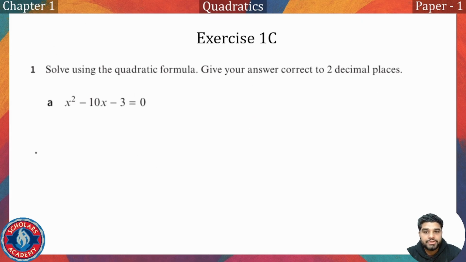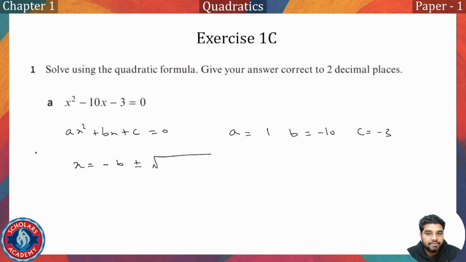Okay. First question: x² − 10x − 3. Over here, if we compare this with ax² + bx + c = 0, we get a = 1, b = −10, and c = −3. Substituting these values of a, b, c in the quadratic formula, which is x = (−b ± √(b² − 4ac)) / 2a.